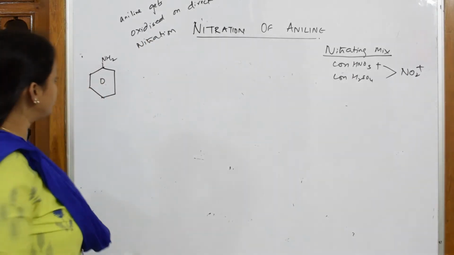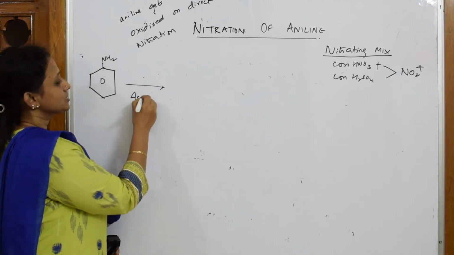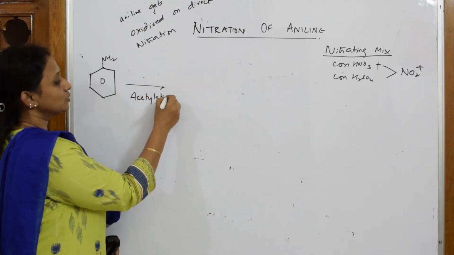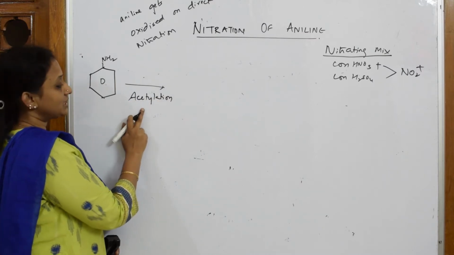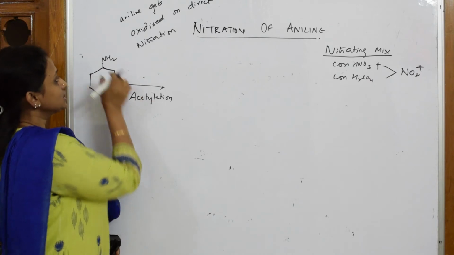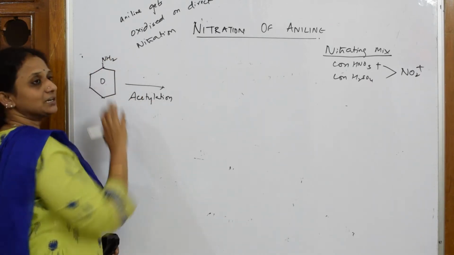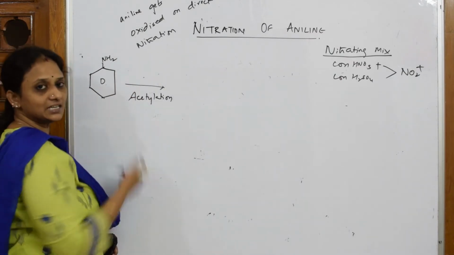That's why, what do we do? First we are going to allow it to undergo the acetylation process. This is again the same as the earlier one. First you acetylate. Why are we allowing it to undergo acetylation? With acetylation we'll lock this particular compound; the amine I'm going to lock. Then I can easily nitrate it.